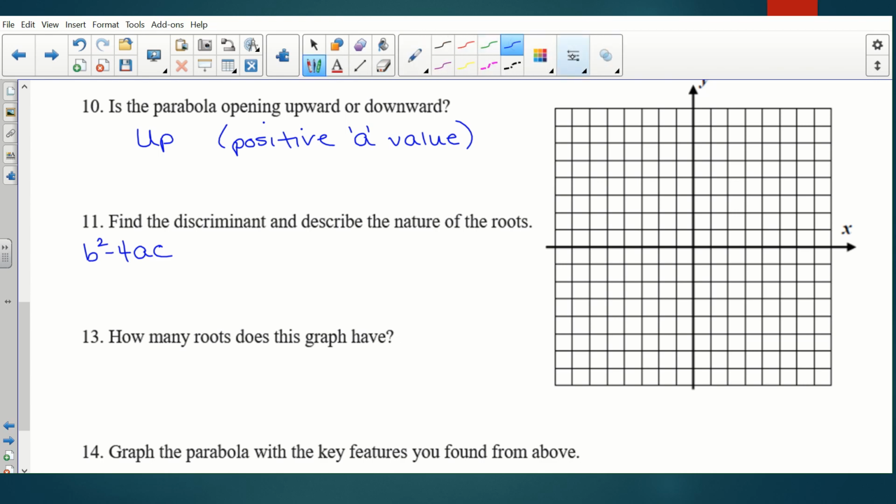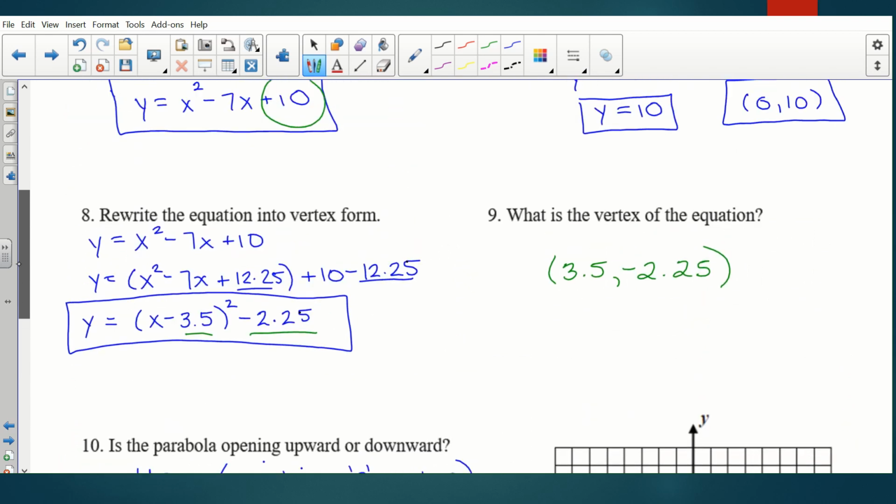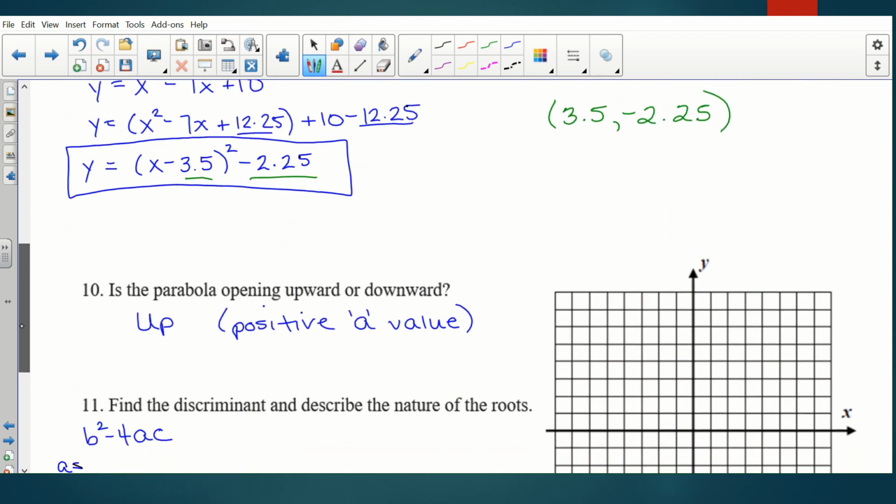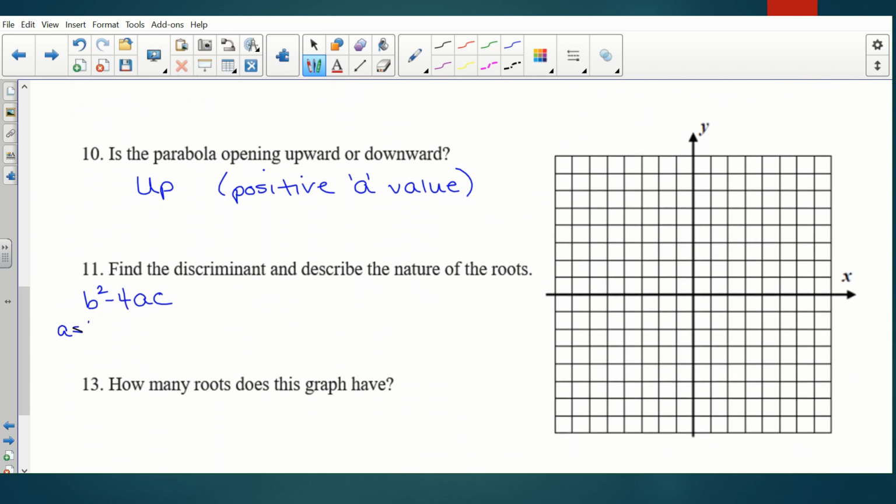Okay, so plugging in the values, I know that a, if I'm looking at my standard form here, a is going to be 1, b is negative 7, and c is 10. Okay. A is 1, B is negative 7, and C is 10.